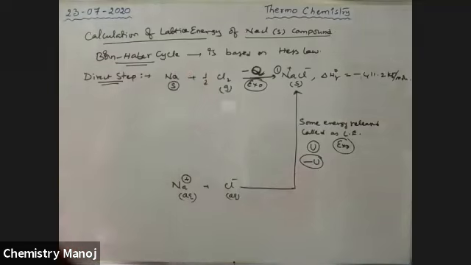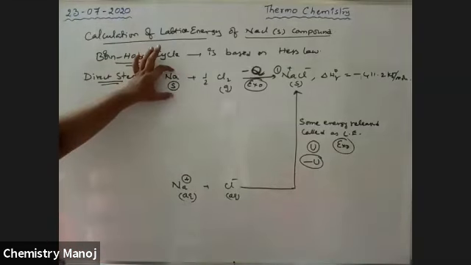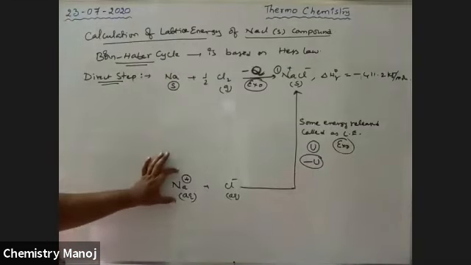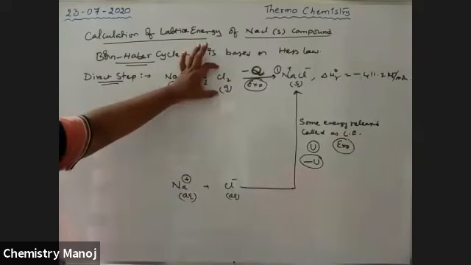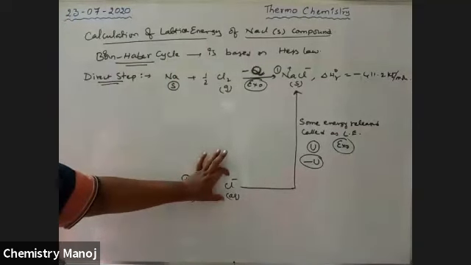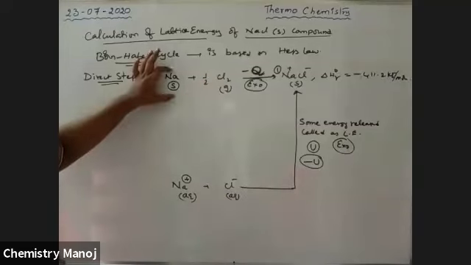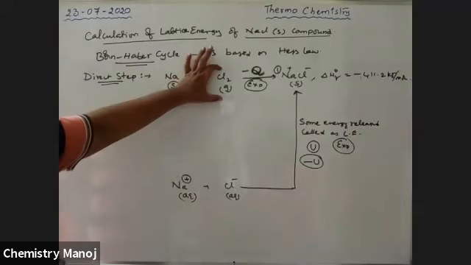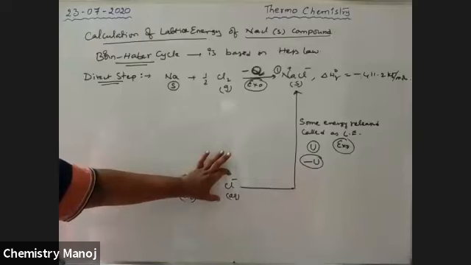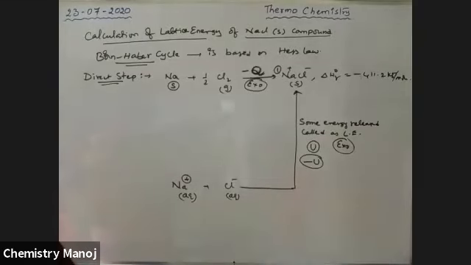Now there are multiple steps. We have solid Na, but we want aqueous Na plus ion. We have Cl2 gas, but we want Cl minus ion. How do we convert solid sodium to aqueous sodium ion, and chlorine gas into chloride ion?